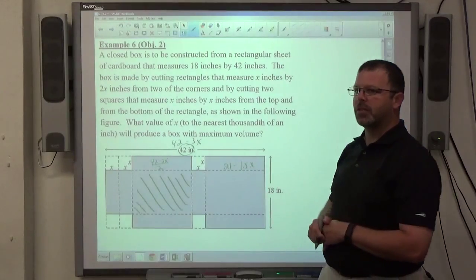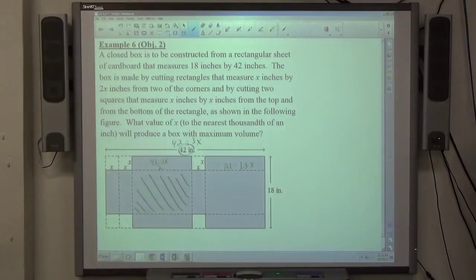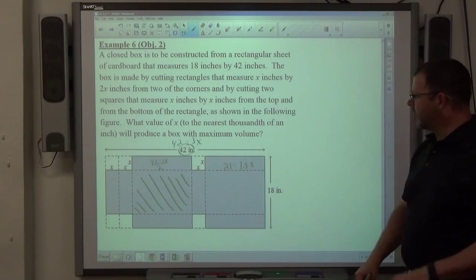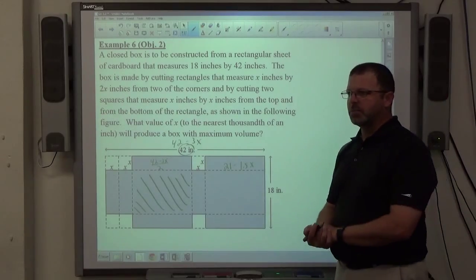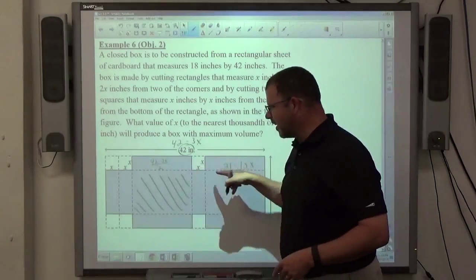Most people like decimals better than fractions. So since we got a friendly decimal, we can go ahead and do that. If we got an ugly decimal, leave it as a fraction. I'd rather have the exact number instead of the approximate number. But 1.5 is nice and pretty and easy to work with. So that's the length of the base.